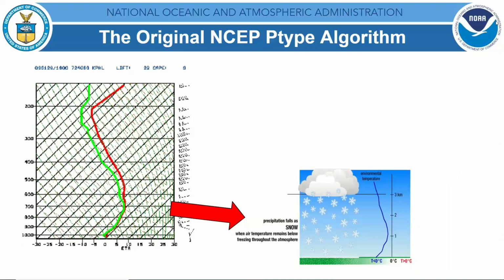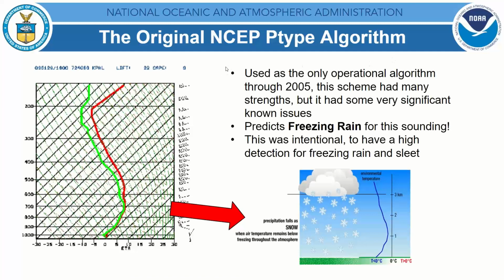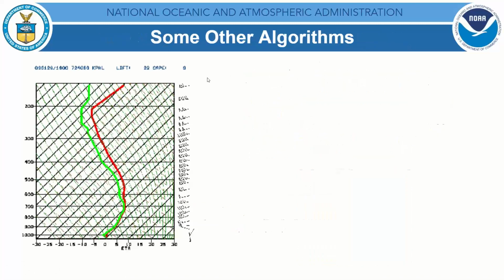So the original algorithm, and this goes back into the early 2000s, wasn't very good. It had some strengths, but also some really significant issues. And for this sounding here, you can see here's the freezing line, this black line that I'm highlighting. Everything is below freezing, so this would be snow. But in reality, the algorithm was calling it freezing rain. It was intentional because the key was to have a high detection rate for freezing rain and sleet, which are the most hazardous types of winter weather. So even though the sounding looks like snow, this was going as freezing rain. So it really didn't cut it originally.